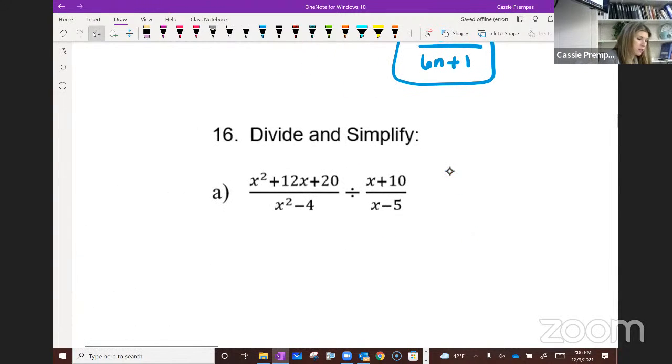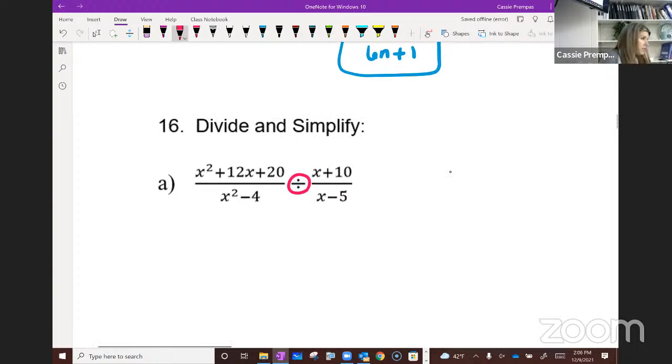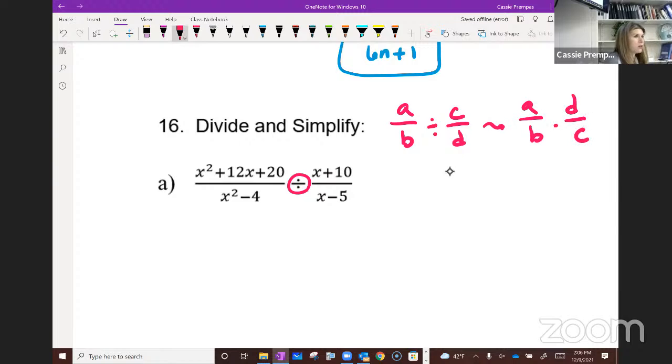Moving on to number 16. Number 16, we have a fraction divided by a fraction. How do you simplify if you have a fraction divided by a fraction? Freddie? Flip it. Awesome. If you didn't remember that, this is a way you could put this on your note card. You could say like a over b divided by c over d turns into a over b multiplied by d over c. That's kind of a way that you could write that in using variables to keep you as a reminder, hey, if I'm dividing, multiply by the reciprocal.